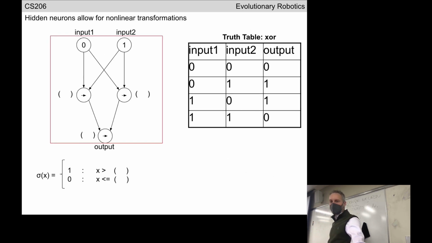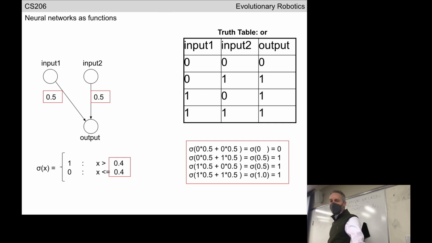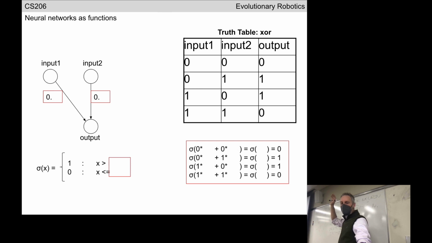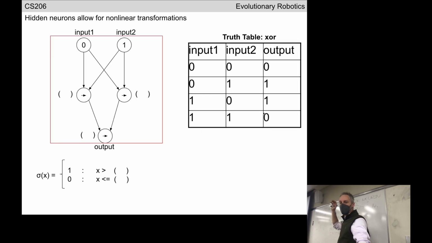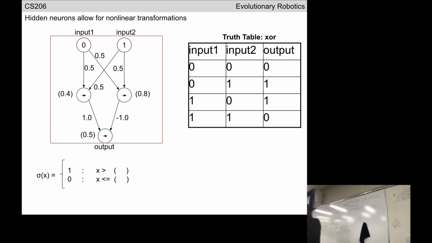Going back and forth between exclusive OR and OR, in only the case where 1 and 1 comes in, 1, 1 will light up the AND hidden neuron. That neuron, when it lights up, it should inhibit the output neuron. Everybody see that? Apologies, in my cartoon example here, I've got AND on the right-hand side and OR on the left-hand side. It doesn't matter.